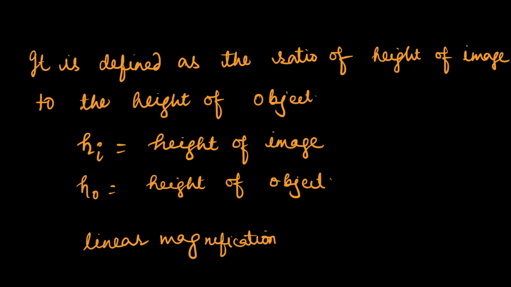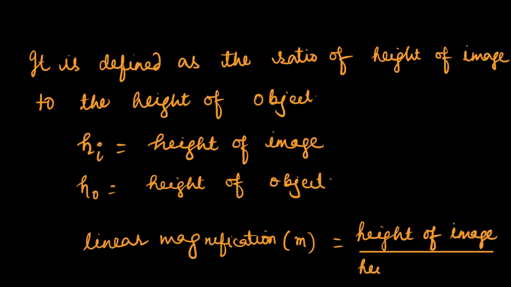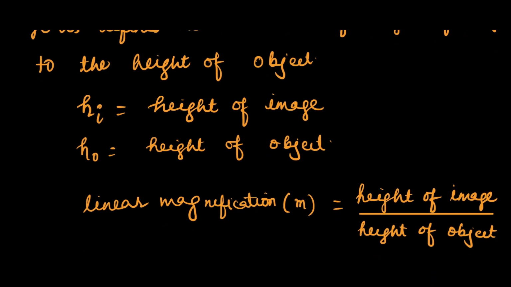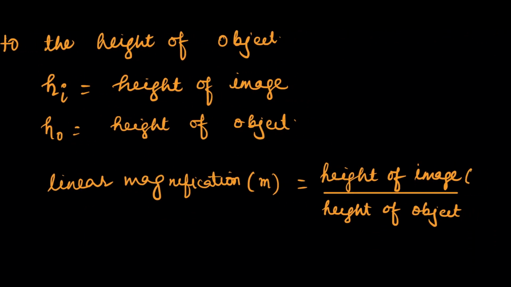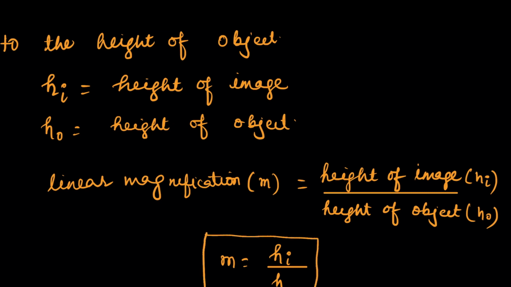So linear magnification, which is represented as a small m, is equal to height of image to the height of object. So this is hi and this is ho. So m is equal to hi by ho. This is the formula that we need to remember.